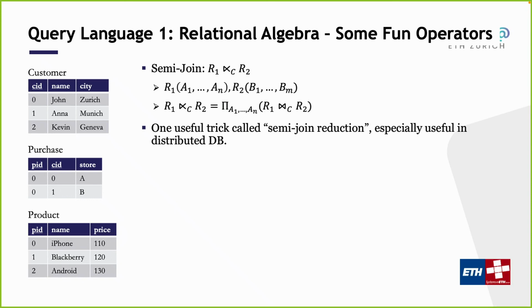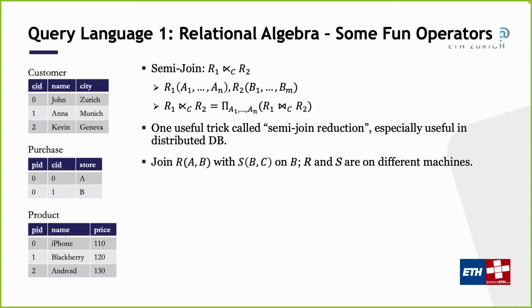There's a trick in distributed databases called the semi-join reduction, which essentially tries to do the following. Assume there are two relations, R and S, right? They are on different sites, on different machines. One machine holds R, another machine holds S. So here is operationally how they can do the join. I first do the semi-join of R with the projection of S on B, on the shared attributes. Okay? And then I join that thing with S.